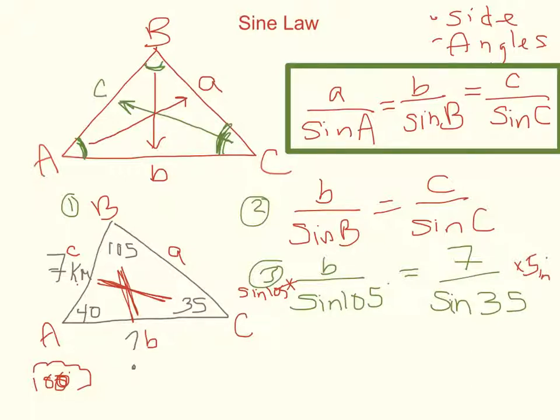That's getting squishy. We're going to multiply both sides, and that's going to cancel out here. So B right now equals 7 over sine 35.